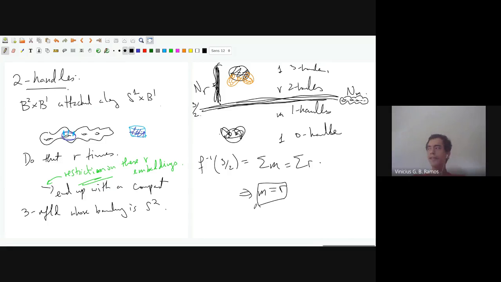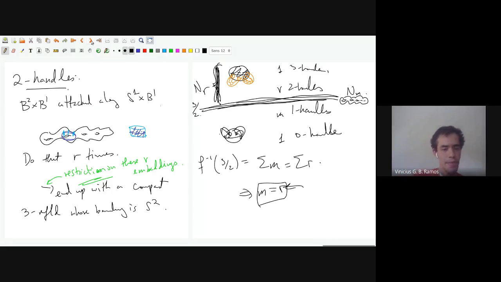And another way to see this is just using Euler characteristic, because the Euler characteristic is going to be the alternating sum of the number of handles. And the Euler characteristic of a 3 manifold is always 0. So you have that 1 minus n plus r minus 1 is 0. But I think this way is more interesting because it just uses handle attachments. So this is the first condition. You have to have as many 1 handles as you have 2 handles.